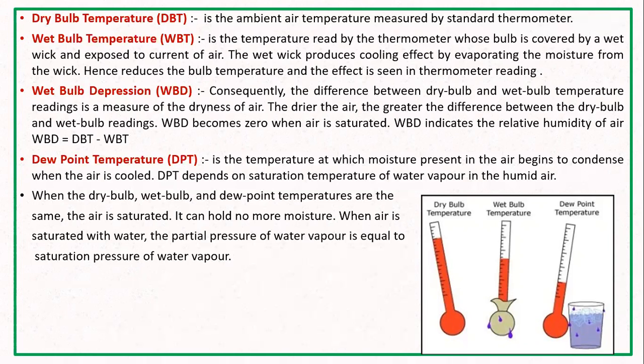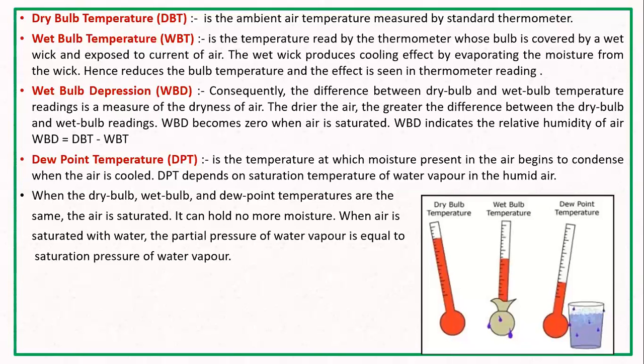Especially this occurs in moist regions when the atmospheric air is humid. So dew point temperature is nothing but the temperature at which the moisture present in the air begins to condense. That means when the air is saturated with water vapor, it begins to condense. That temperature is known as dew point temperature. So all these temperatures, the dry bulb, wet bulb and dew point temperature, become equal when the air is saturated.